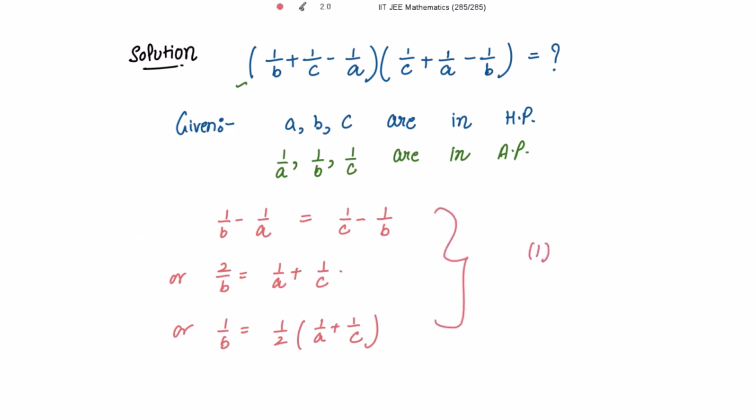So we are going to use this equation 1, in its many forms, to solve this product, right? Either we can put the value of 1 divided by A in this product, or we can put the value of 1 divided by B, or we can also put the value of 1 divided by C in this product from this equation 1. So let's solve this product for all these three cases.